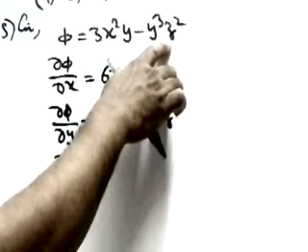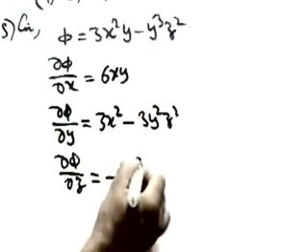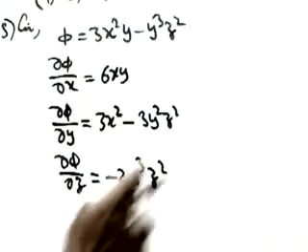Okay. Now in the second term, d by dz of z square is 2z. So 2 will come here, minus 2y cube z.